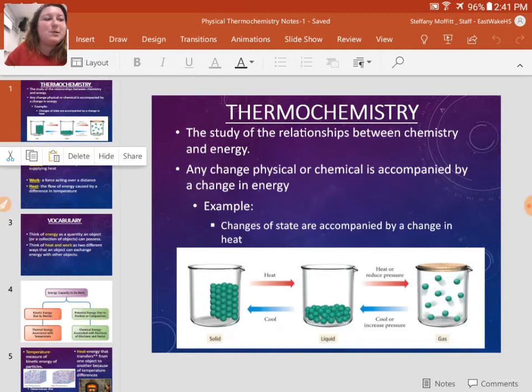So thermochemistry, we're going to be talking a lot about heat, temperature, and energy, basically. Thermochemistry is going to be the relationship between chemistry and energy. So it's honestly a combination of physics and chemistry. Any change in physical or chemical is accompanied by a change in energy. So basically, if we're changing what it is, there's also a change in energy or heat. And you can see here, from solid to liquid to gas, we're changing the amount of heat, and we're also changing the state that it's in.